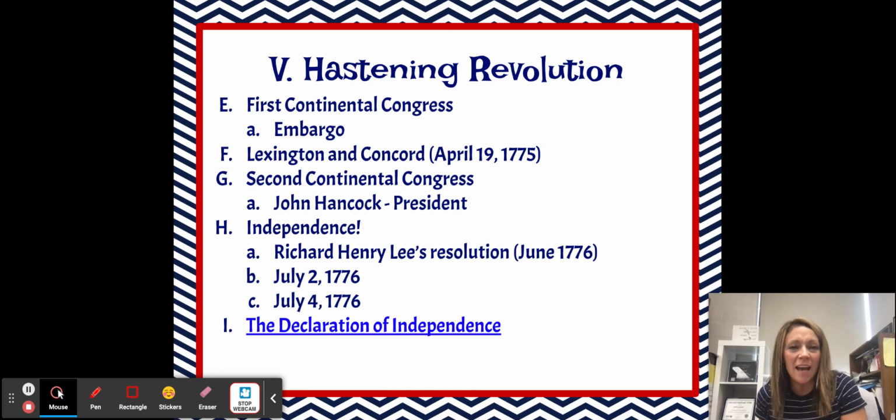Shortly after that, in June of 1776, we have the path towards independence. Richard Henry Lee drafts a resolution in June of 1776 that says the colonies should be independent. On July 2nd, they vote for independence, and on July 4th, they sign this lovely document called the Declaration of Independence.